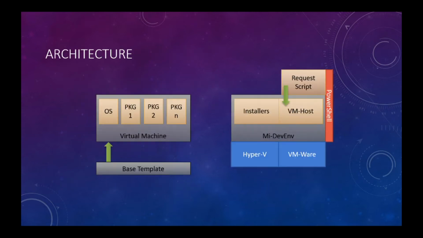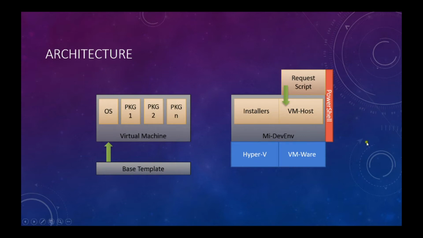So let's just have a very quick look at the kind of architecture which I've used to put Mi-DevEnv together. The mission of Mi-DevEnv being to create virtual machines as quickly as possible. What we've done is taken the approach of using a base template, so that's some kind of virtual machine that's set up one time with something like Windows Server 2008 R2 or Windows Server 2012, and that base template then is used to create a new virtual machine, and then Mi-DevEnv installs an operating system and all of the requested packages onto that machine for you.